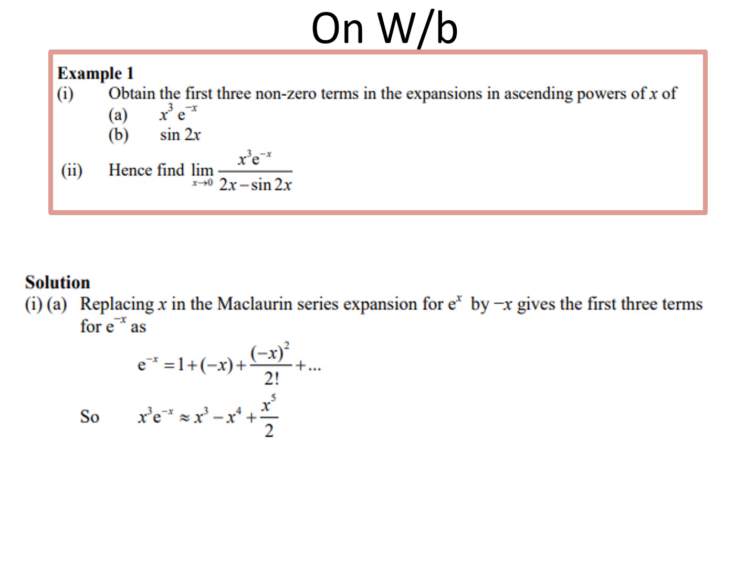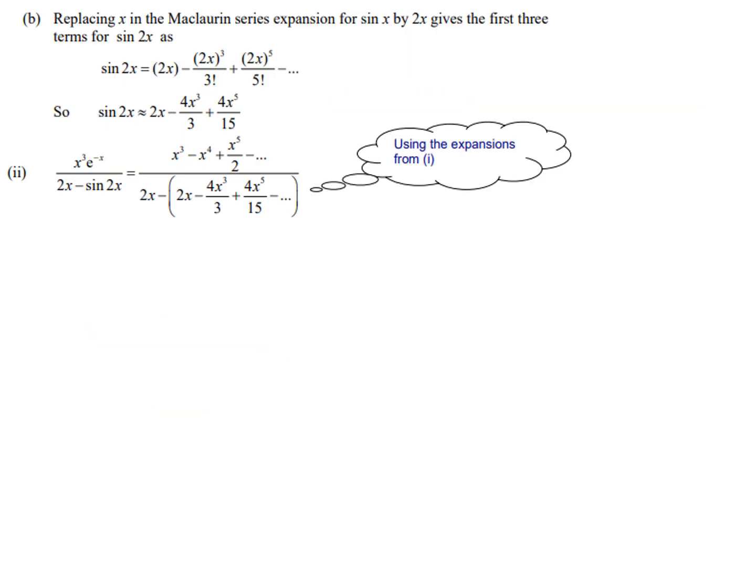So replace x in the Maclaurin series expansion for e to the x by minus x. The first three terms of e to the minus x will be those, and therefore x to the power 3 times that gives us that. For sin 2x, just put 2x where you see an x in the formula booklet, and you get that. So that's part A done.